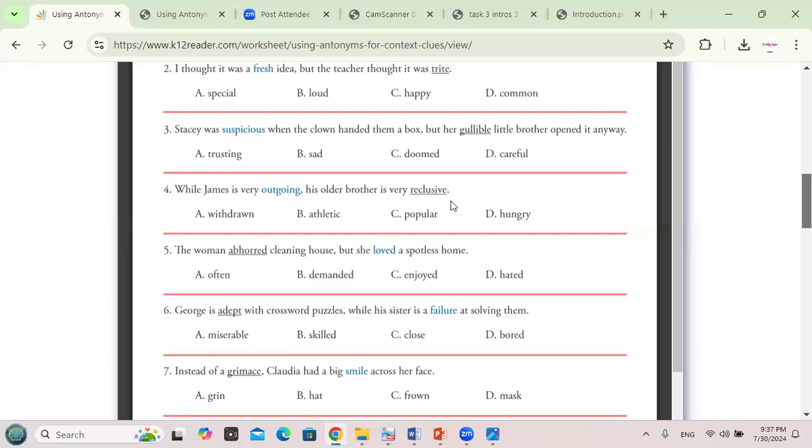What about this one? We have the word reclusive and we have the word outgoing. What is the opposite of outgoing? Reclusive. What does reclusive mean?